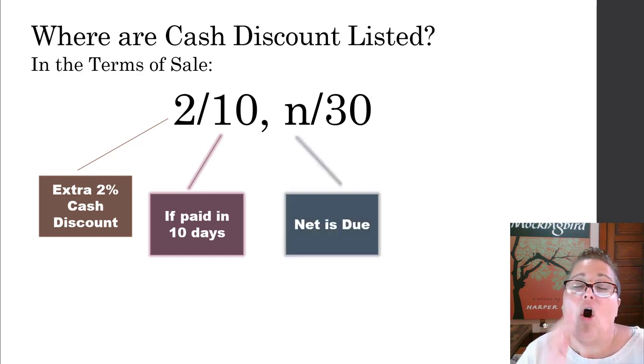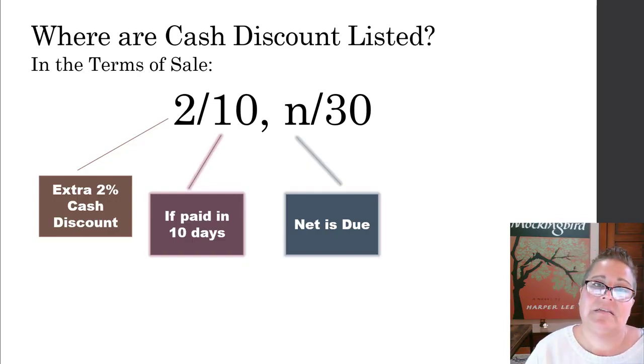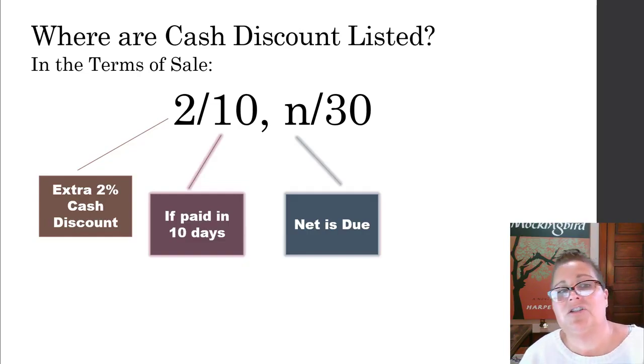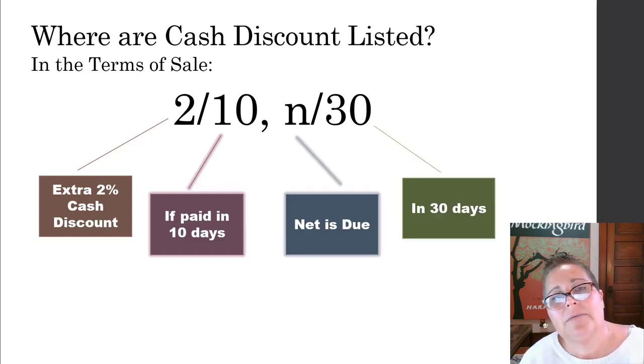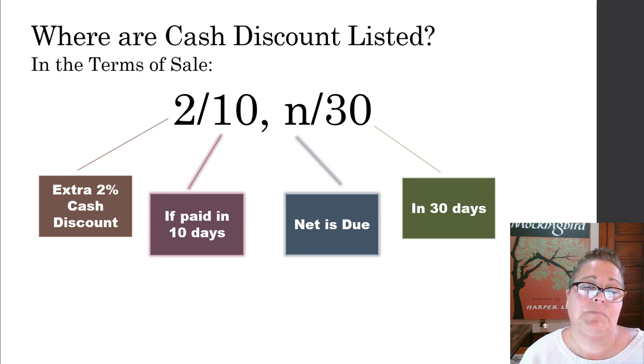The N always accounts for when the net is due. So it's N/30. This tells us that the net amount is due in 30 days. So what I have from this piece of information is that my grace period for the bill is 30 days. I have a credit period of 30 days.